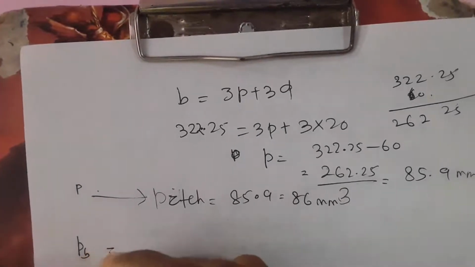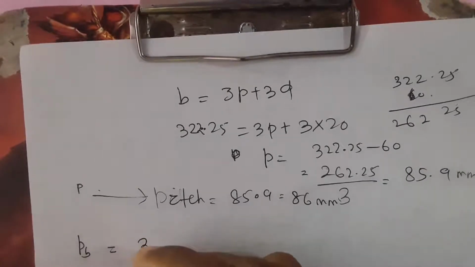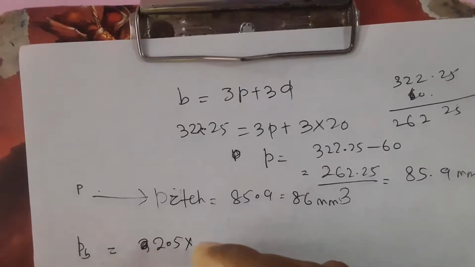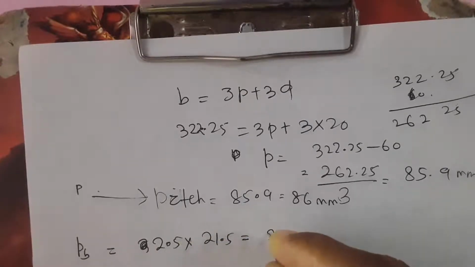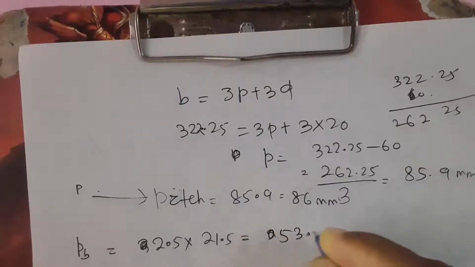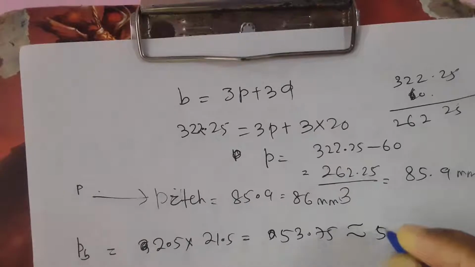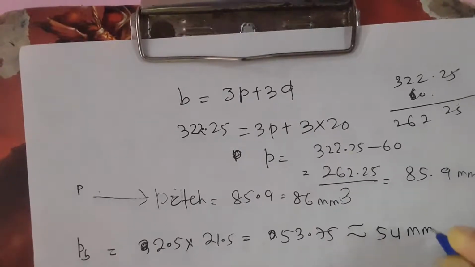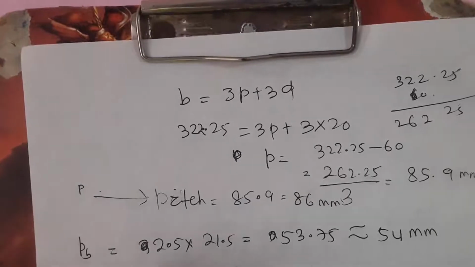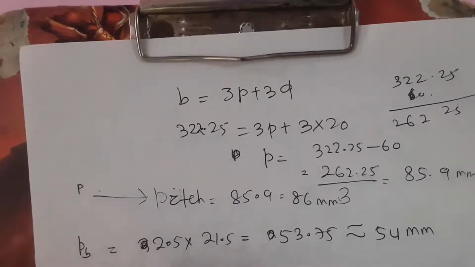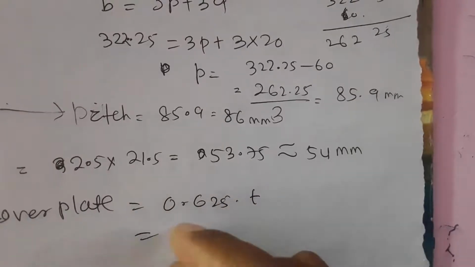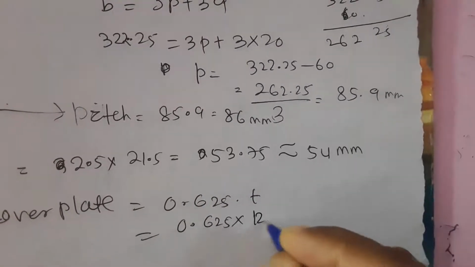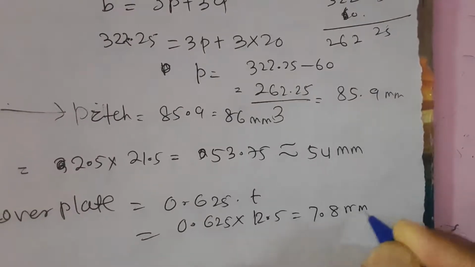So back pitch is equal to 2.5 or 3 times, or we can say 2.5 into D, 21.5, that is the rivet hole diameter, that is equal to, we can say, 53.75 or equal to 54 millimeter. Then cover plate dimension is equal to 0.625 into T, 12.5 is equal to 7.8 millimeter.